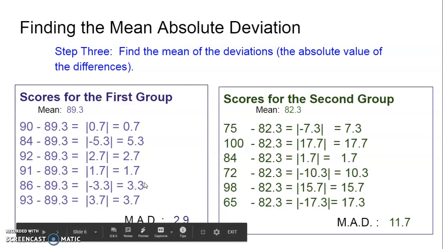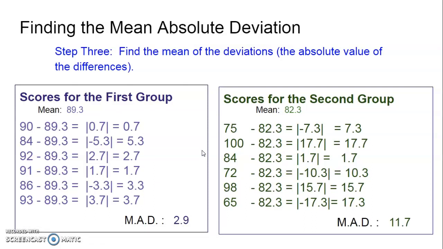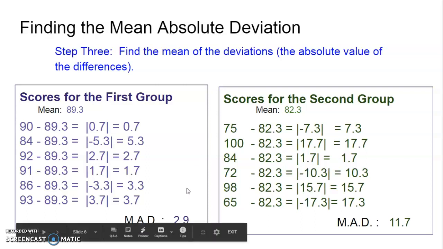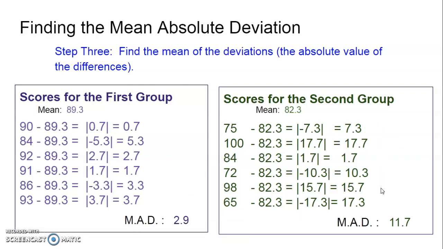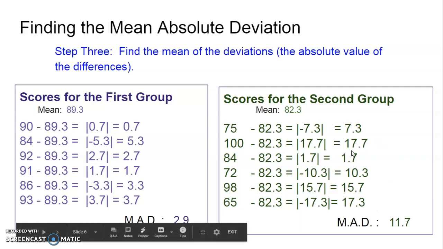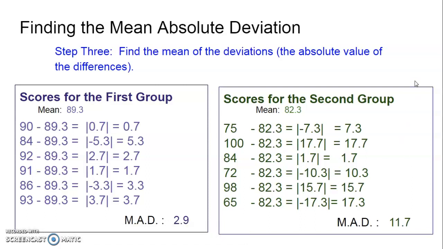So I added each of these scores up, divided by 6, and I had to round this. I had to actually round for the mean as well. So I just opted to round everything to the nearest tenth. So then that average is 2 9/10. So that's the mean absolute deviation for the first group. I did the same thing for the second group. I just averaged these all together by adding them all up and dividing by 6, and I got 11 7/10. So the mean absolute deviation for the green group is 11 7/10.